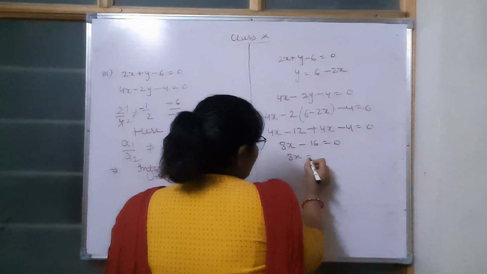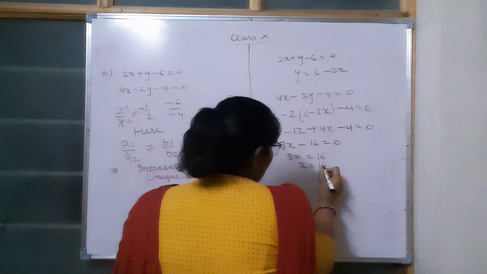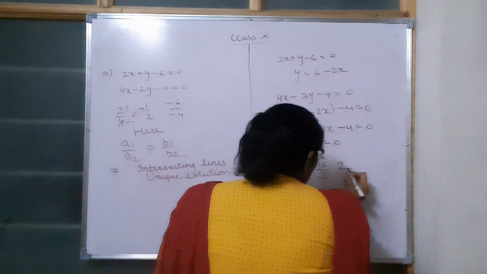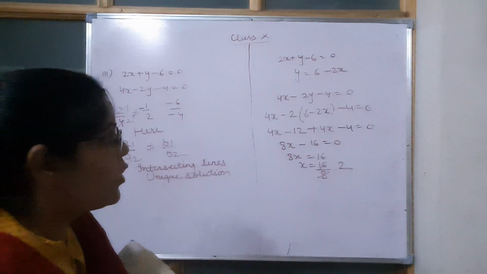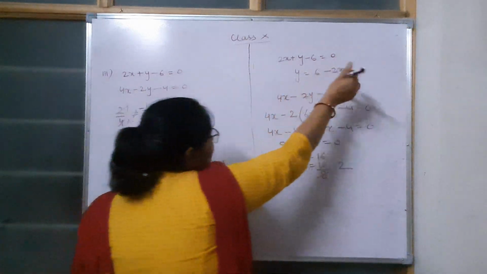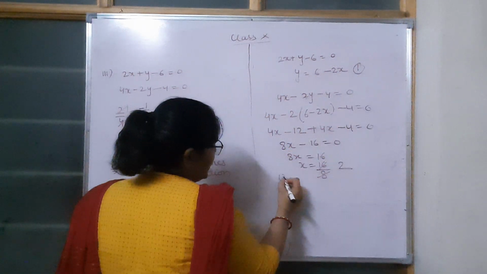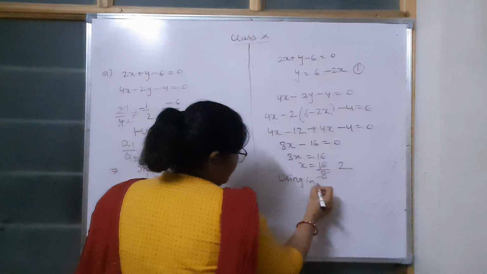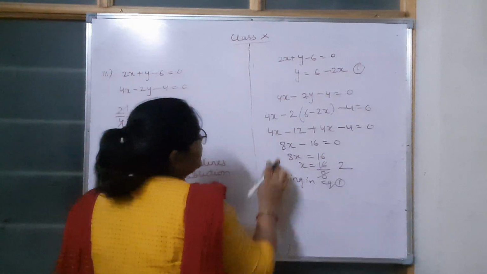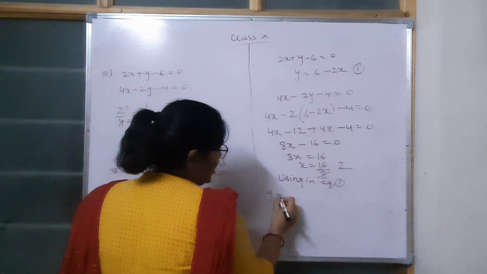And this is going to be 16 upon 8, which is what? 2. So we got the value of x. Now how would you find out the value of y? Putting in equation 1, using equation 1. Again we'll substitute. So y we don't know.